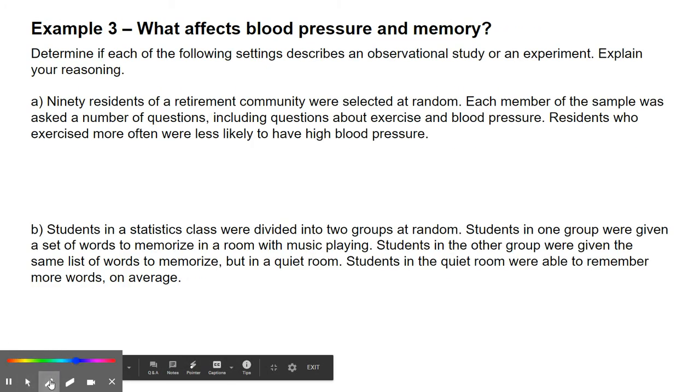All right, so example 3, what affects blood pressure and memory? Determine if each of the following settings describes an observational study or an experiment. Explain your reasoning. 90 residents of a retirement community were selected at random. Each member of the sample was asked a number of questions, including questions about exercise and blood pressure. Residents who exercise more often were less likely to have high blood pressure.